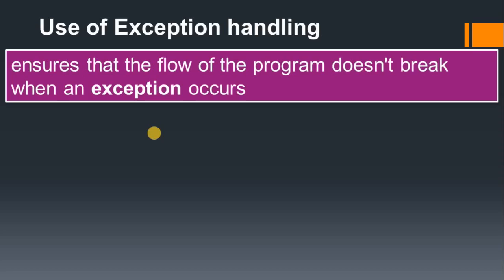Exception handling ensures that the flow of the program doesn't break when an exception occurs. We use exception handling in cases like division by zero. If you use an exception handling block, then even though the user enters zero in the division process, your program will not stop, and the user gets a message to enter the correct value. Such situations we can handle by using exception handling, and your program will not fail or terminate even though the user enters the wrong input.